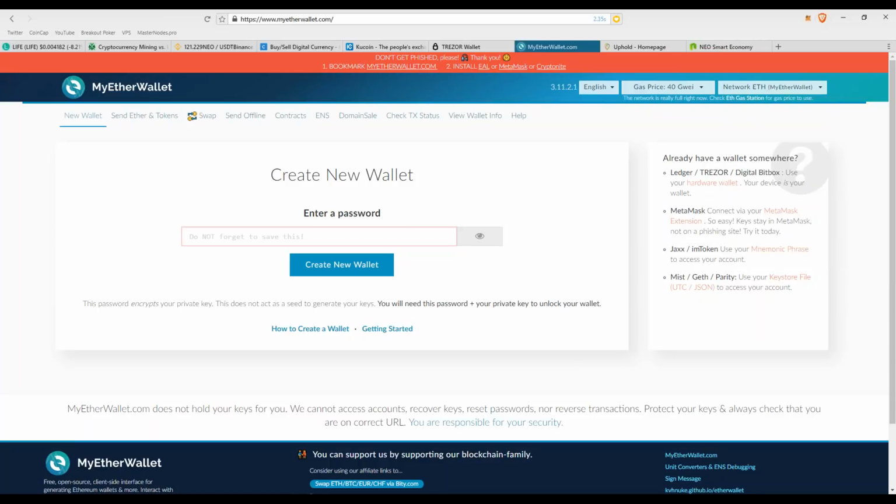EAL is essentially Ethereum address lookup, so it will verify: is the domain the actual domain? Am I on the right spot? And don't click on any links that lead you to here as well.